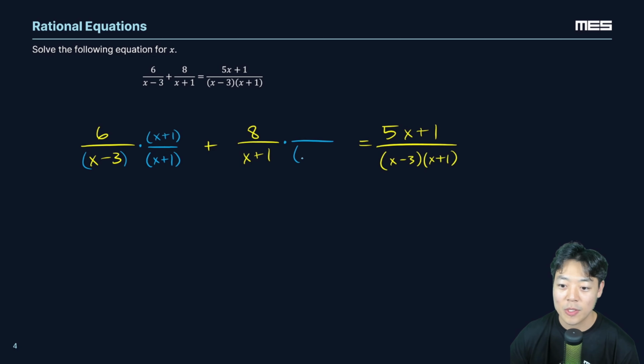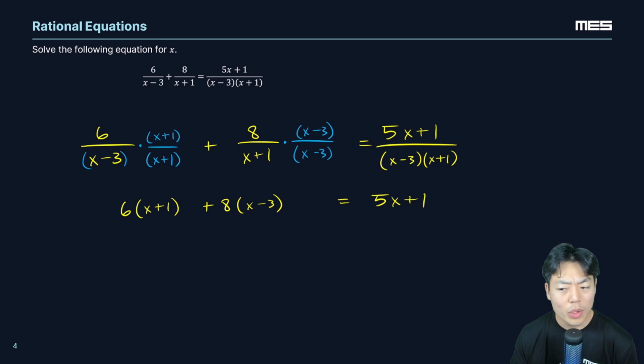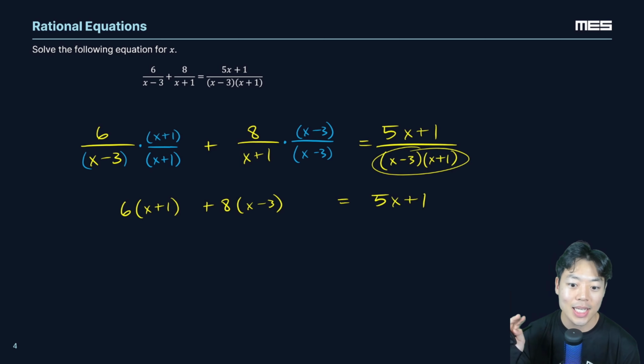Same idea here. I'm going to multiply by x minus 3. Now, our new equation is 6 times x plus 1 plus 8 times x minus 3, and all of this will be equal to 5x plus 1. Now, you may be wondering, wait, where did the denominators go, Eddie? Well, x minus 3 times x plus 1 on both sides, those are common denominators. Notice on the right, we have that same exact thing, which means since we have common denominators on both sides of the equality, the numerators must be equal. And that's why we set the two numerators equal to each other.